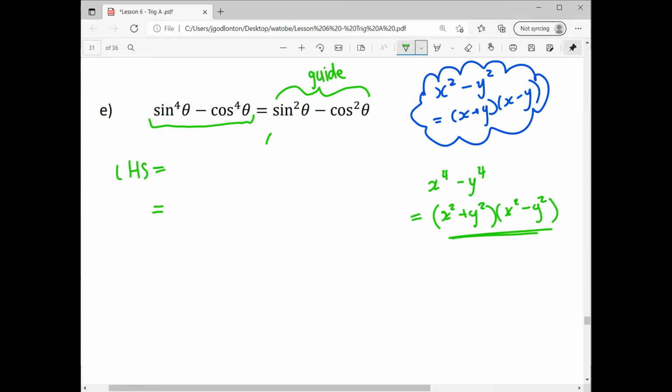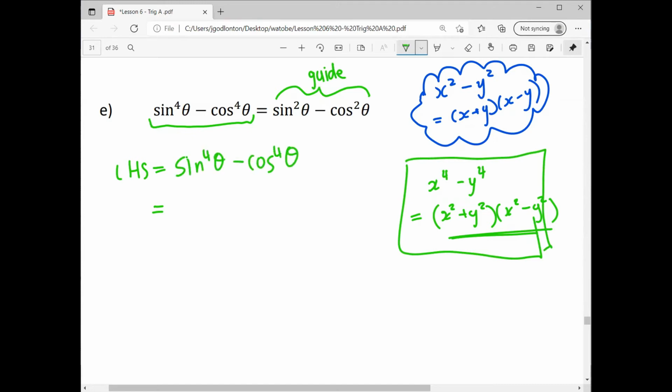Our right-hand side is our guide. It's telling us what we want. So we know at some point, whatever is happening there has to show up on the left-hand side. If I use this logic of difference of two squares, let's just write our question quickly: sine 4 theta minus cos 4 theta. I know I'm going to have two brackets. I know it's difference of two squares because I have two terms, they are both squares, and there's a negative sign.